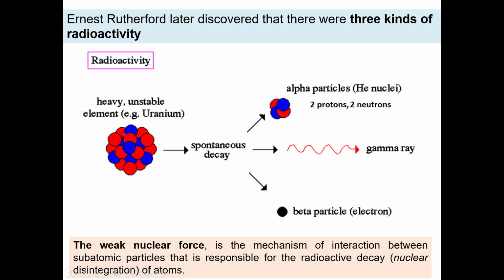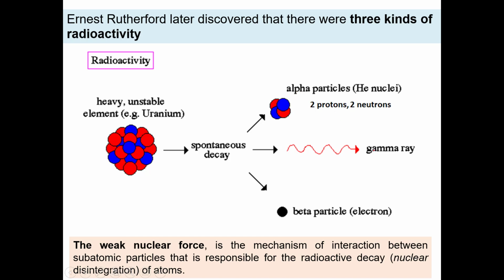Then some reaction happens. What kind of reaction can happen? The nucleus can emit, to be more stable, some energy or some particles. In this case, if the nucleus emits 2 protons and 2 neutrons, then this is called alpha radiation or alpha particles.